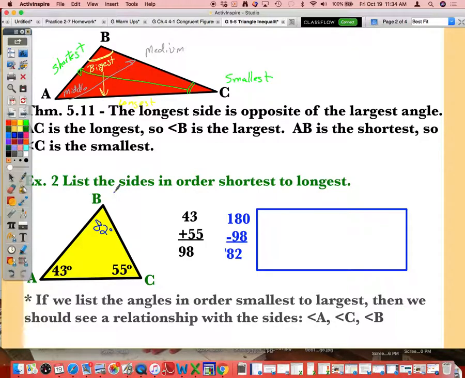Smallest angle is A, right? And then C is the medium, and B is the largest. I think you have this in your notes: angle A, angle C, and angle B in that order. So what I did is I listed the angles in order to help me write the sides.